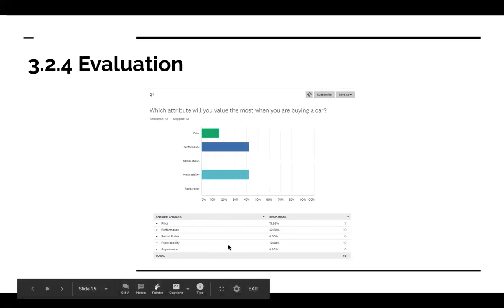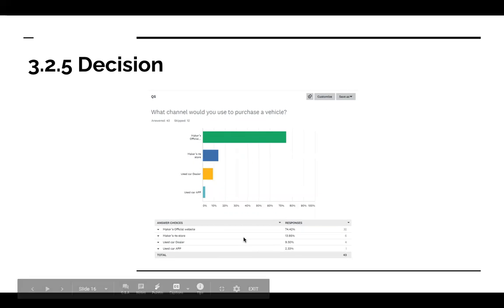Next. Decisions. When asked what channel they would use to purchase a vehicle, most of the respondents choose Maker's official website, which is close to the proportion of Tesla owners that participated in our survey. 40% of the respondents choose Maker's 4S store. 9% of the respondents choose used car dealer, and 2% of the respondents choose used car app. We believe the cause of such a result is that most of the Tesla owners purchase their Tesla from the Tesla website. Next.